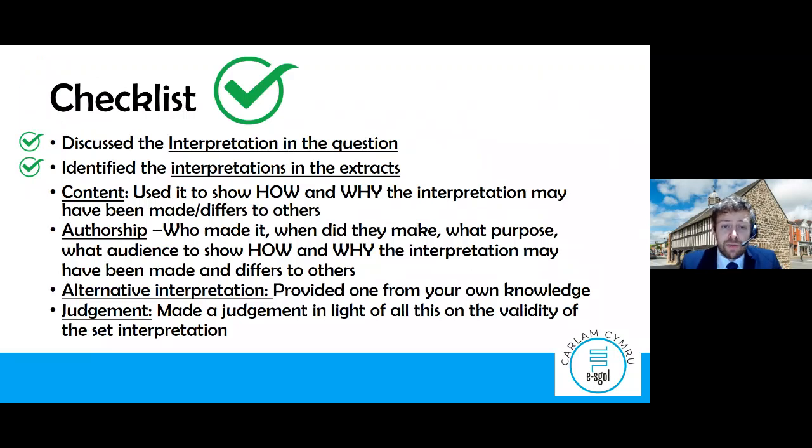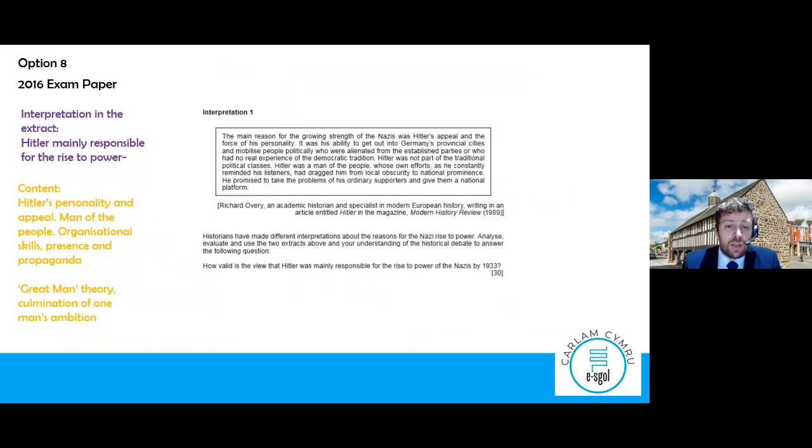So we've identified the interpretations in the extracts. What I suggest you do, like I did, is highlight them and jot some little notes beside them before you even start writing. Because, and I'll show you the structure in the end, you're going to look at interpretation 1, do everything for interpretation 1, then do everything for interpretation 2 as well. So we've identified those interpretations in the extract.